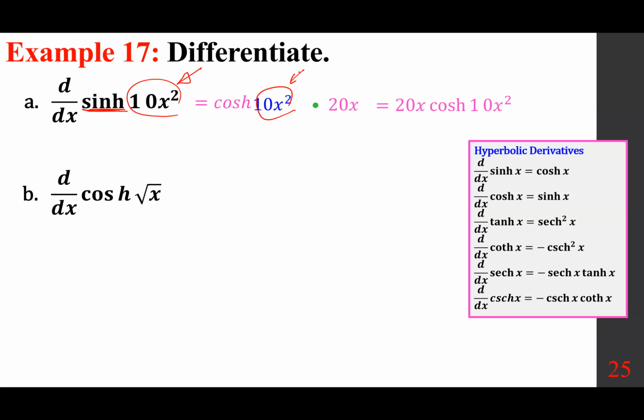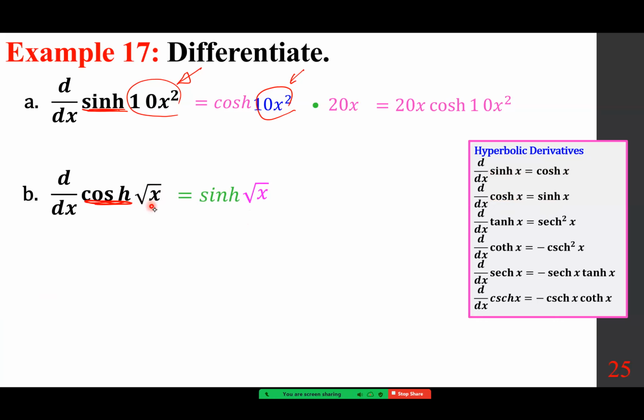What about cosh of square root of x? First of all, this gives you sinh, because the derivative of sinh is cosh, the derivative of cosh is sinh. Both of them are positive, so sinh. But sinh of what? Whatever the argument, square root of x. And then times the derivative of square root of x.